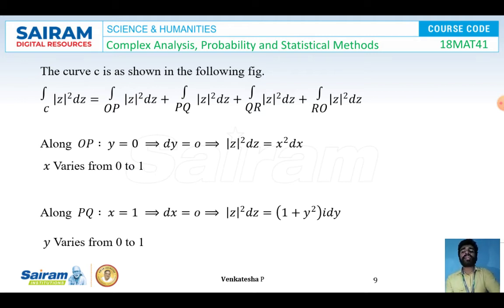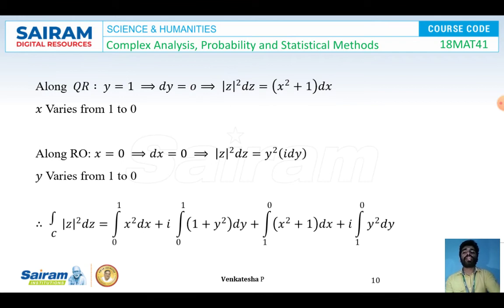Now along the region PQ, the common point is x is equal to 1. Since x is equal to 1, we have dx is equal to 0. So in the equation, I'll be putting x is equal to 1, dx is 0. I got mod z whole square dz is 1 plus y square into i dy. Since the function has only the dy term, we have to find the limit for y. So here y varies from 0 to 1.